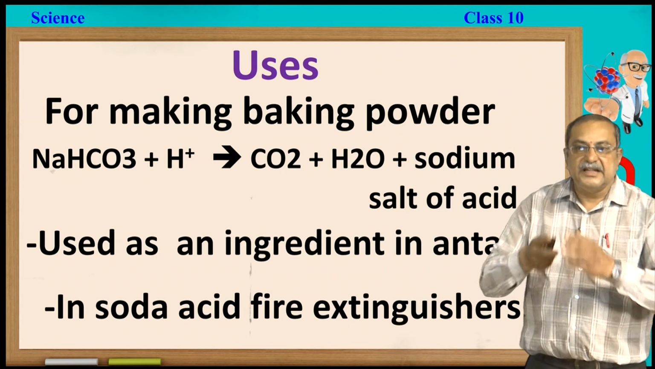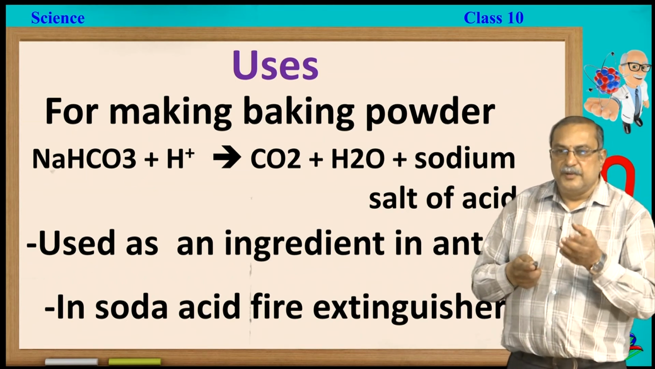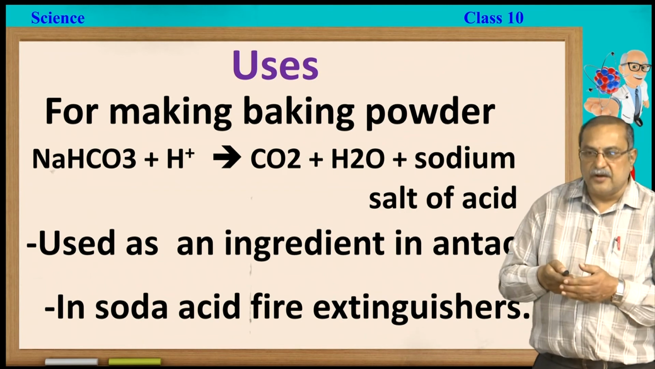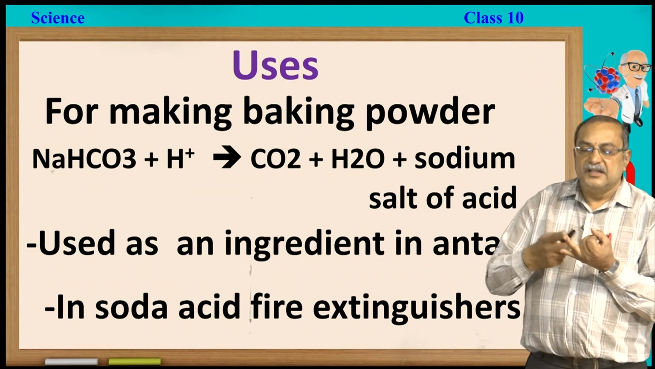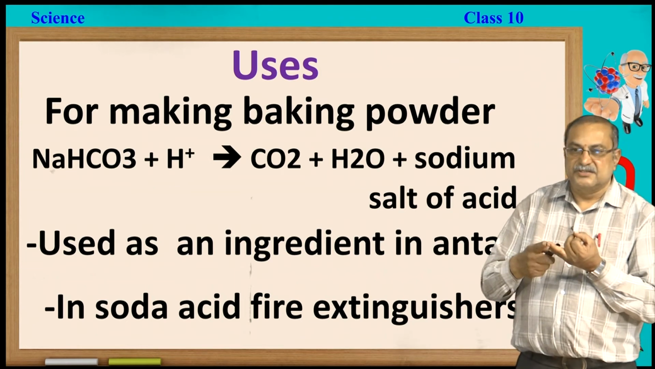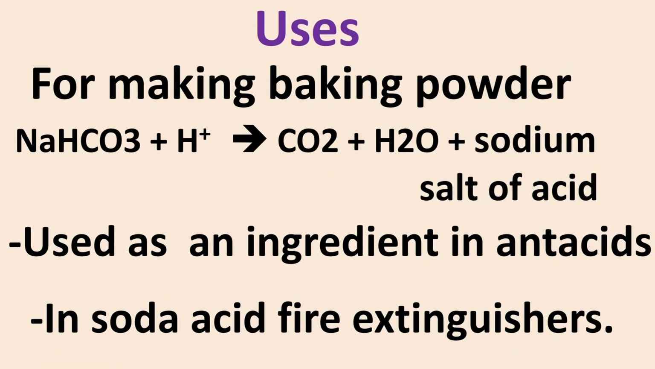So, when you direct this to the fire, the carbon dioxide will be poured and the fire is going to be put off. That means there are two methods: one, it cuts the oxygen supply, and another, it lowers the temperature. So, by that the fire will be extinguished. That is why they use soda acid in fire extinguishers.